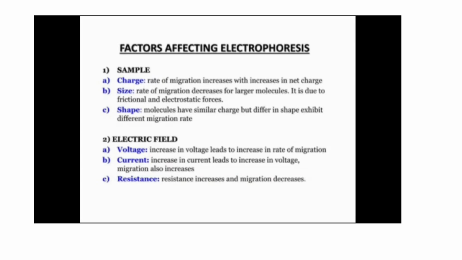Electric field. Electric field includes voltage, that is, an increase in the voltage increases the rate of migration. If current increases, it also leads to an increase in voltage, which leads to an increase in migration. Finally, resistance. If resistance increases, the migration decreases.